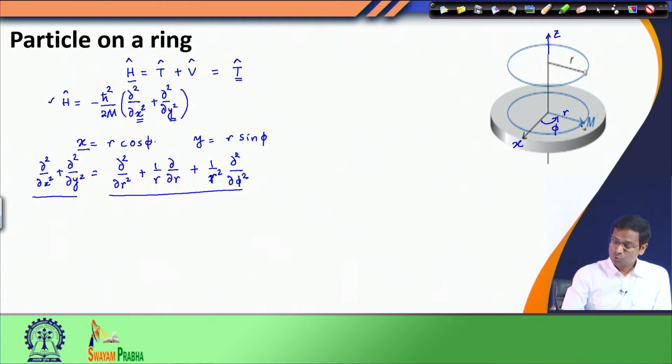Now, since the particle is only going around this ring of a fixed radius r, when I have these first 2 terms in the kinetic energy operator, which require a differentiation with respect to r, these 2 operators are not going to give me any result, because the overall wave function has to be confined to a fixed value of r. Since the motion of the particle is on a ring with fixed radius r, these 2 terms in the kinetic energy operator, and therefore the Hamiltonian operator, can be ignored.